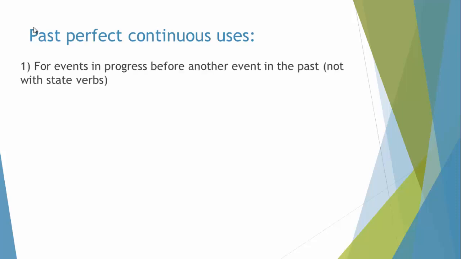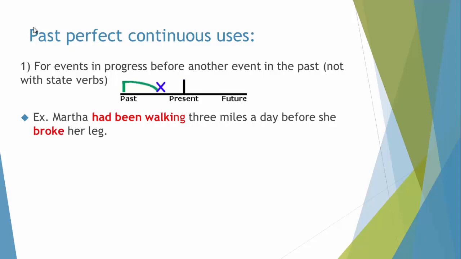Now, we have reached our last past tense form, which is the past perfect continuous. And there are two major cases in which we can use it. Number 1, for events in progress before another event in the past. For example, Martha had been walking 3 miles a day before she broke her leg. Note that we cannot use state verbs in this form.